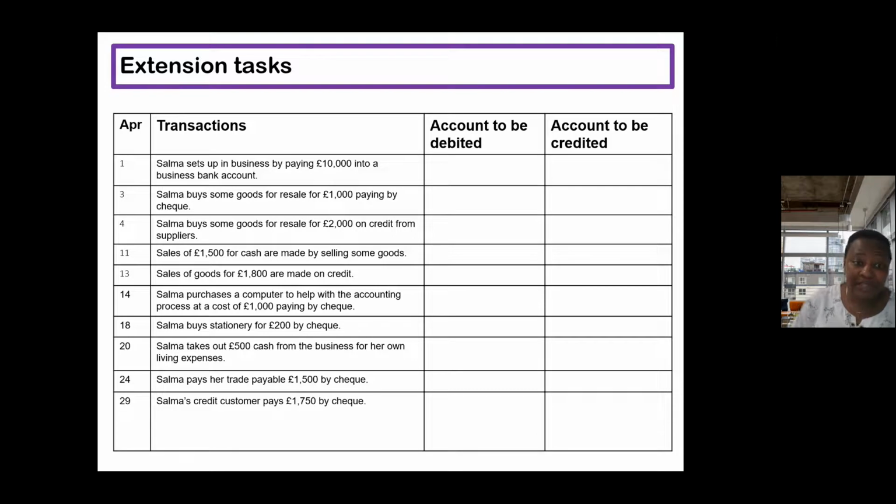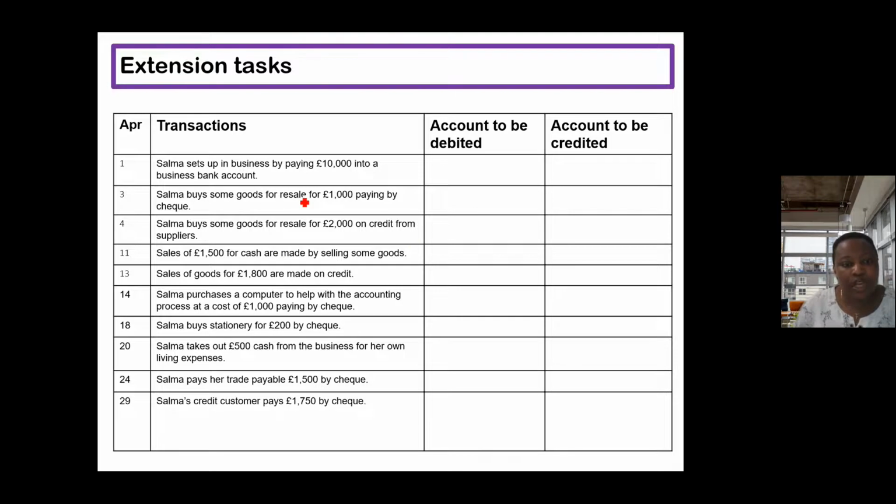Okay, so you can use this to do some practice. So you have Salma set up a business by paying 10,000 into a business bank account. So here you can already identify the accounts. The account will be capital, you're setting up a business, and then you have bank. So capital and bank, you determine, should capital be credited? Yes, increase in capital should be credited. Increase in bank, so money in the bank has increased as well, so you debit that amount.